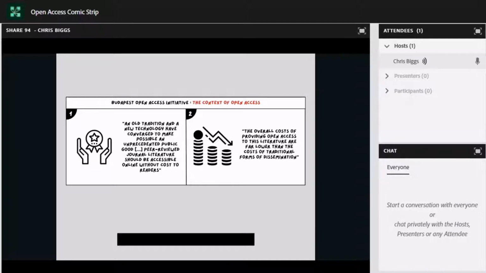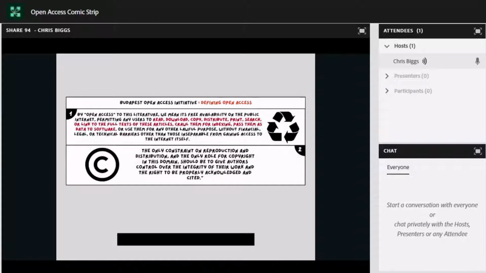So, the BOAI's version of open access is both utopian and pragmatic. It sees open access as benefiting society and opening up access to the academic literature, whilst also addressing the economic concerns of the serials crisis and big deal. And these principles of benefiting society, whilst restricting the spiralling cost of publishing, persist in discourses around open access today. Defining open access, reuse and copyright.